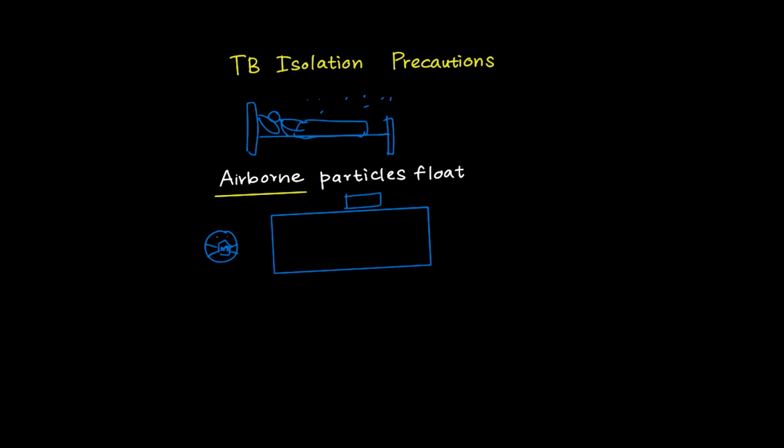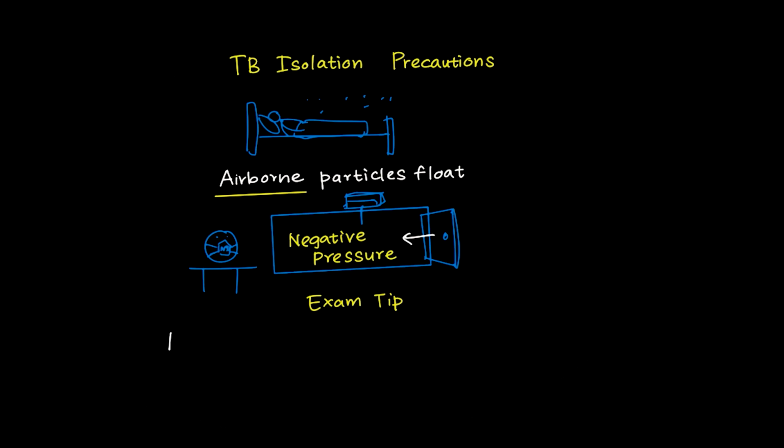Negative pressure means the room's air pressure is kept lower than the hallway, so when the door opens, air flows into the room, never out of it. That contaminated air then gets pulled through high-efficiency filters before it ever reaches the outside. The N95 is fit-tested to seal against the face and block particles as small as 0.3 microns, which is what you need to stop TB droplet nuclei.